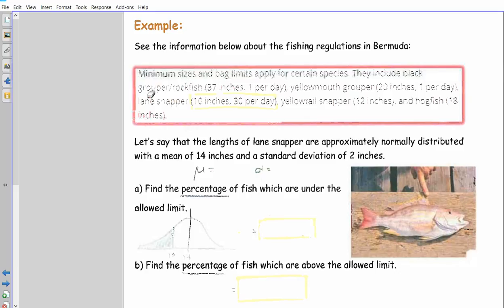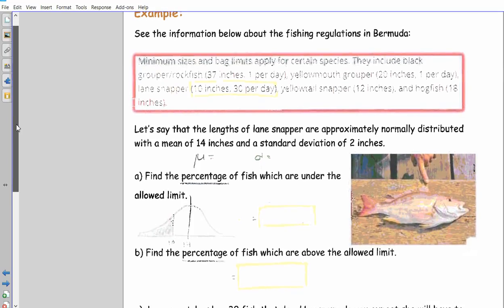They include black grouper, rockfish, 37 inches, 1 per day. Yellowmouth grouper, 20 inches, 1 per day. Lane snapper, 10 inches, 30 per day. Yellowtail snapper, 12 inches, and hogfish, 18 inches. So they're the fishing regulations in Bermuda.